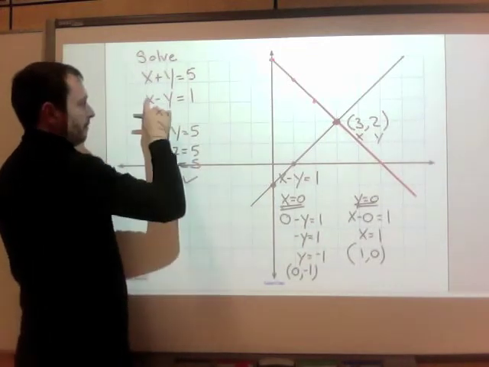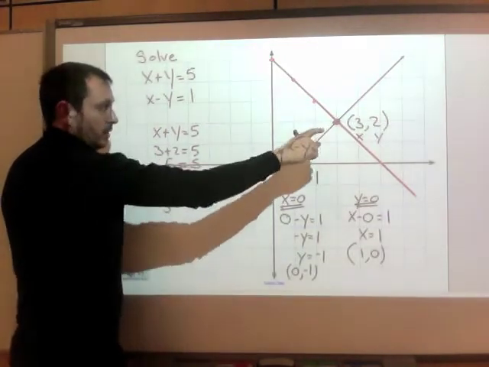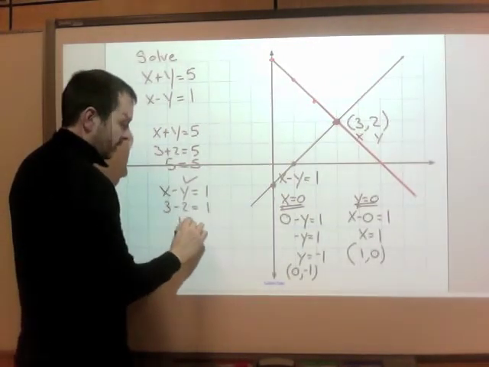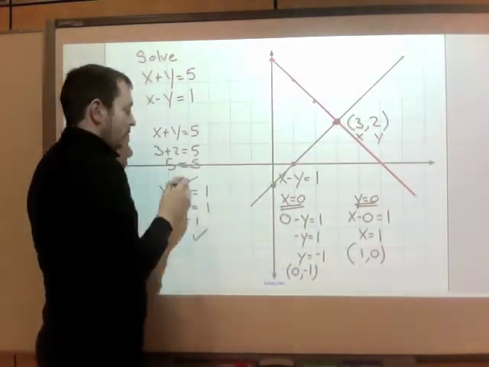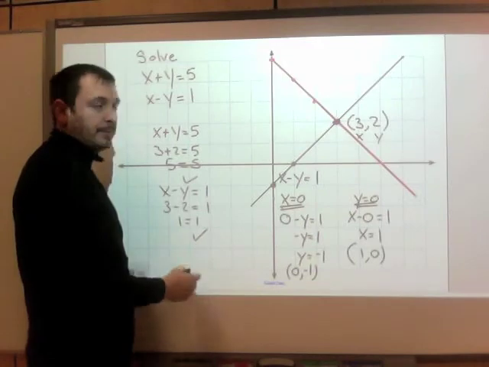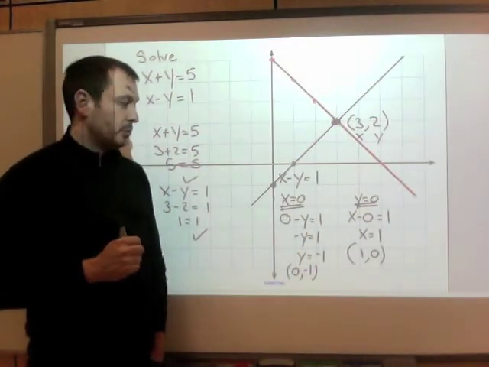And now the next one. X minus y equals 1. X is 3, y is 2. Does 1 equal 1? It does. So because 3, 2 makes both of these true statements, this is, in fact, an answer to my solution.